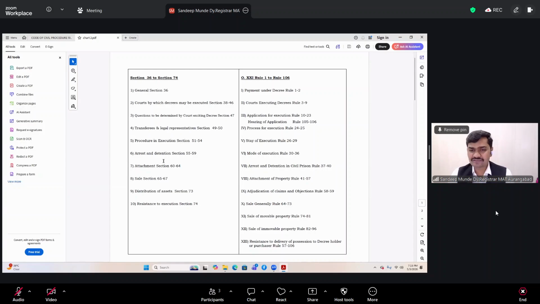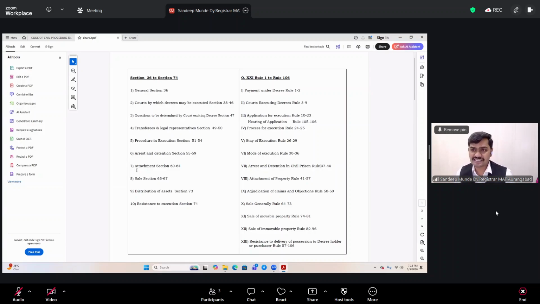The same rules have been given with regards to the arrest and detention in the civil prison from Rule 37 to 40. Next mode of execution of decree is attachment. What properties are liable for attachment, what properties are not liable for attachment, partial exemption to the agricultural producers. How to attach the property? Rule 41 to 57 deals with regards to the modes of attachment of the property. As per the nature of property, the mode has been given for the attachment.